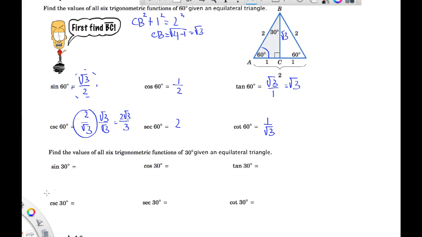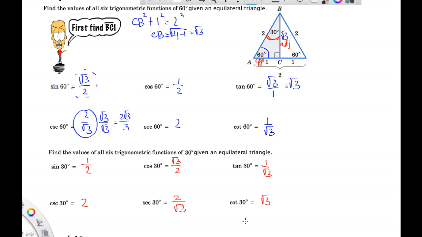Okay, so how about the 30 then? If you want to know what the sine of 30 is, you have to look over here, right? Now this is opposite, and this is adjacent. So the sine of 30 would be 1 over 2. The cosine of 30 would be adjacent, which is the square root of 3 over 2, and the tangent is 1 over the square root of 3. And then you flip these: 2 over the square root of 3, and the square root of 3.